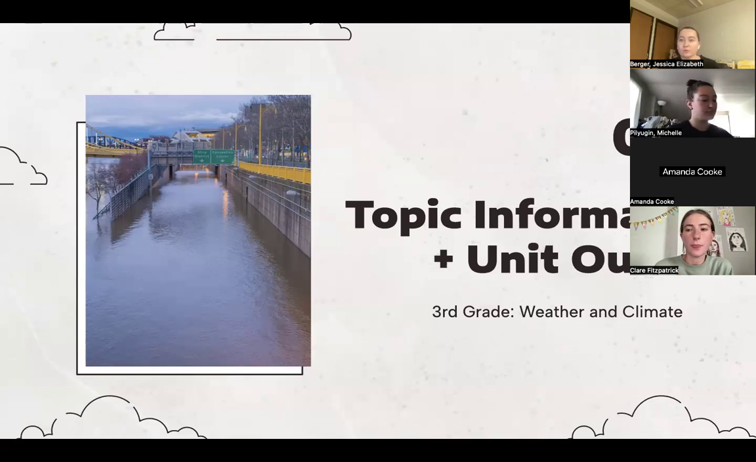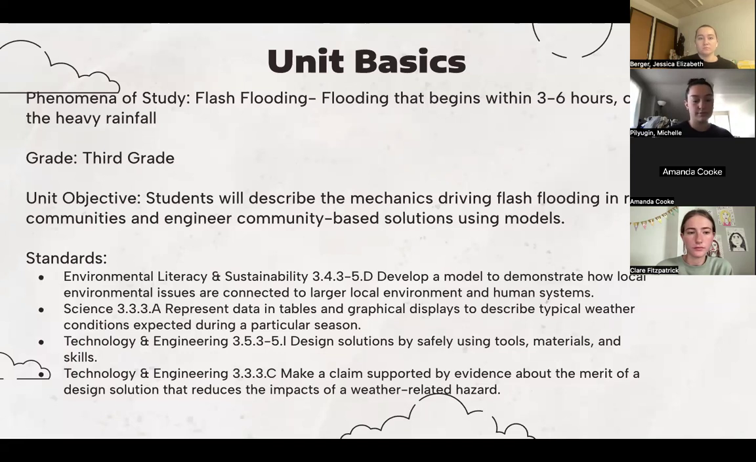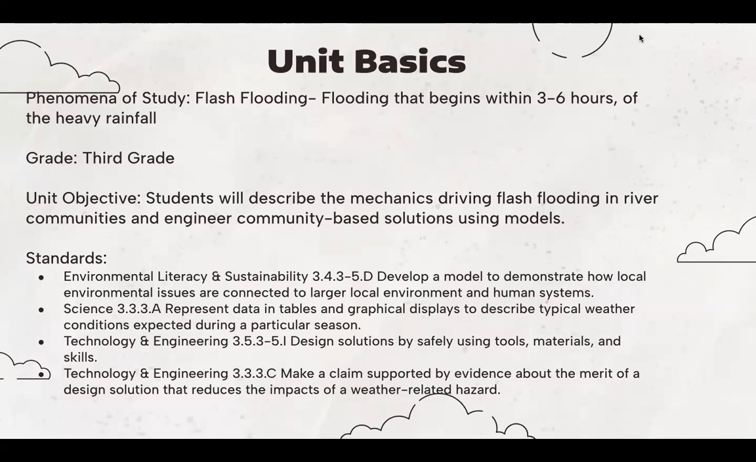Flash flooding is also very common in the areas surrounding the city due to the large amount of rivers and streams we have. So a flash flood for our purposes will be defined as any flooding that begins 3 to 6 hours after a heavy rainfall. For this unit, students will have to have some general understanding of weather patterns in Pittsburgh, such as heavy rainfall. And we're going to connect that to their new learning about flash flooding.